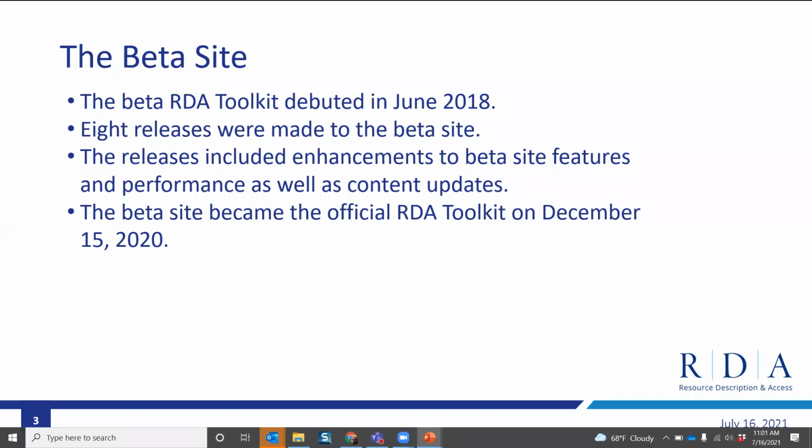We rolled out a beta site in 2018. There were 8 releases between 2018 and that final switch over to making the beta site the official RDA site. During that time, we were gathering input from the community, making enhancements to beta site features, improving its performance, as well as making content updates. And as I said before, the beta site became official in December of 2020.